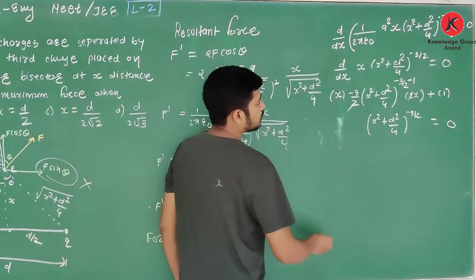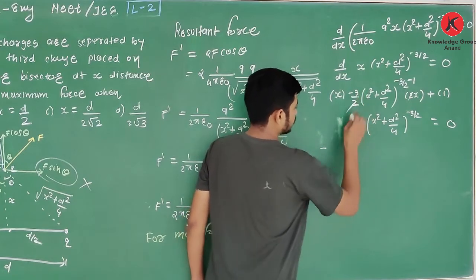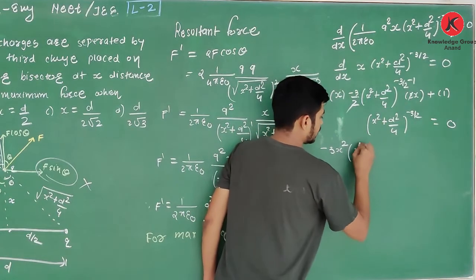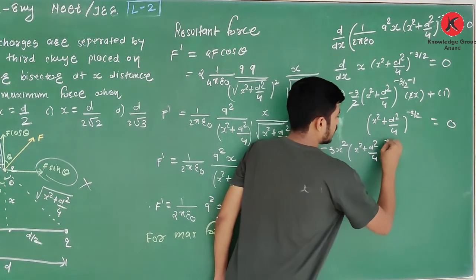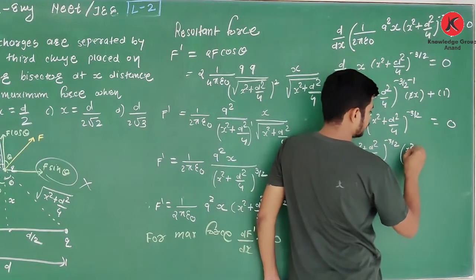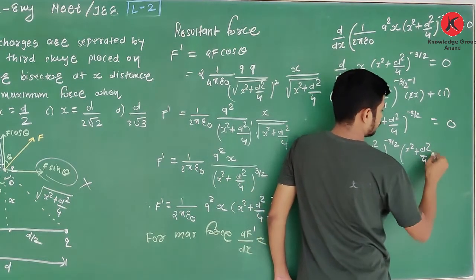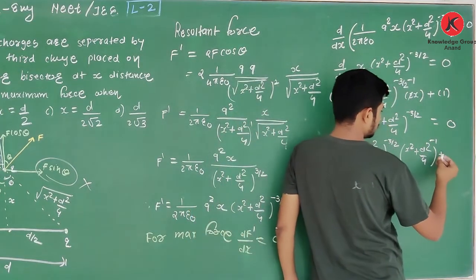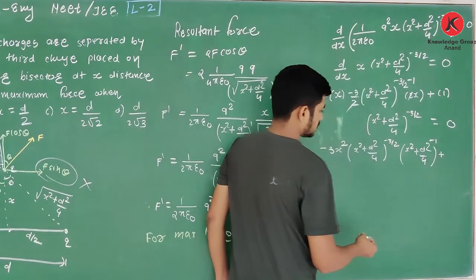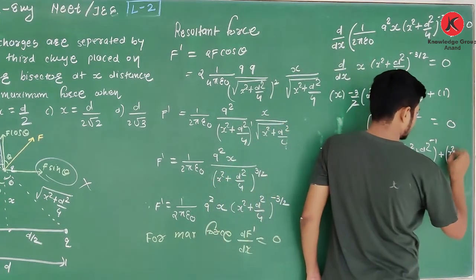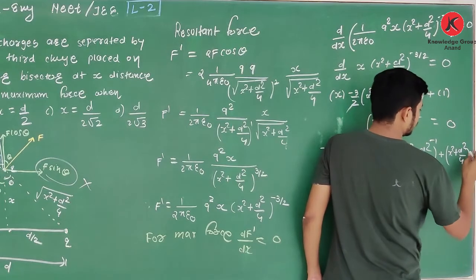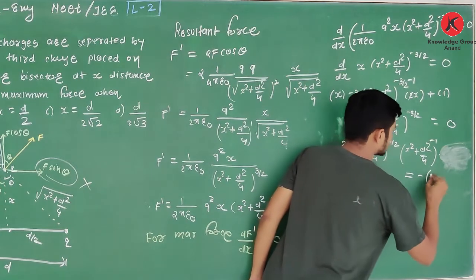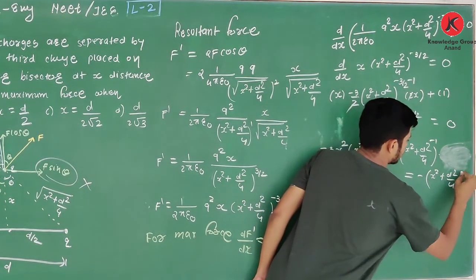Okay, here this term, how can I write? It is minus 3x into x, it is x square. I can write this term as (x square plus b square by 4) raised to minus 3 by 2, that is (x square plus b square by 4) raised to minus 1, and plus this term, that is plus x square plus b square by 4. Or if you write this term on the negative side, then minus (x square plus b square by 4) raised to minus 3 by 2.